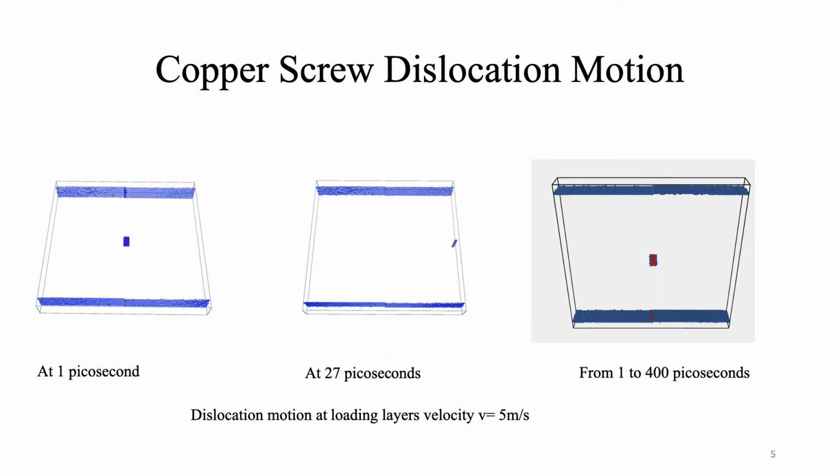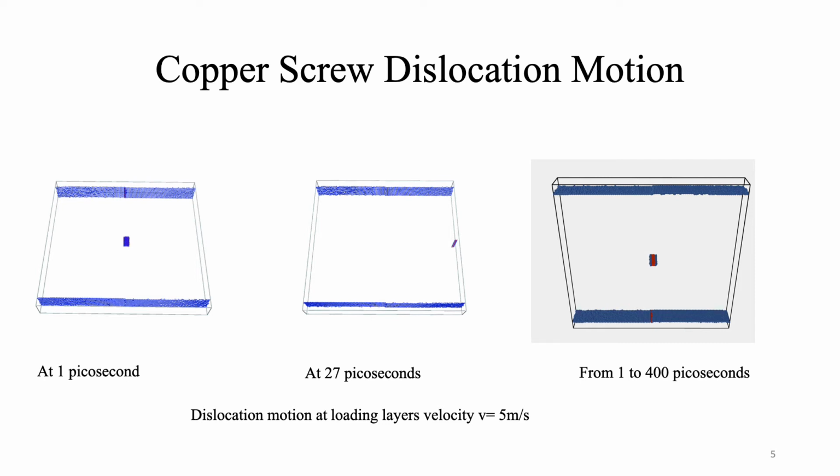From the previous steps, the screw dislocation motion is recorded. In this example, the velocity of the loading layers is 5 meters per second. The first figure from the left shows the position of the screw dislocation at 1 picosecond, which is at the center of the boundary box. Then, at 27 picoseconds, the dislocation is at the right edge of the boundary box.